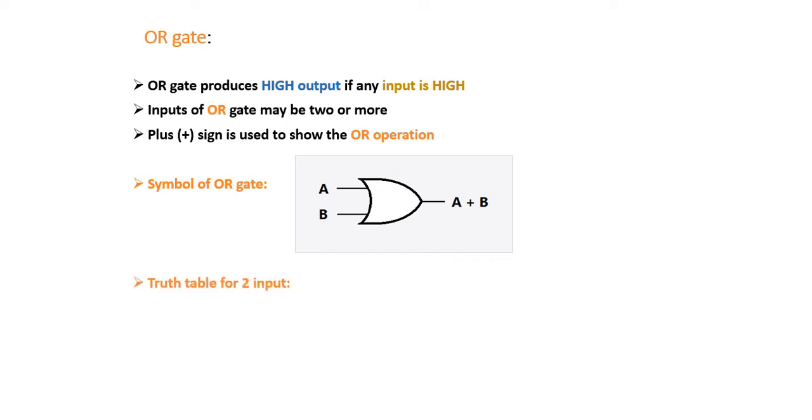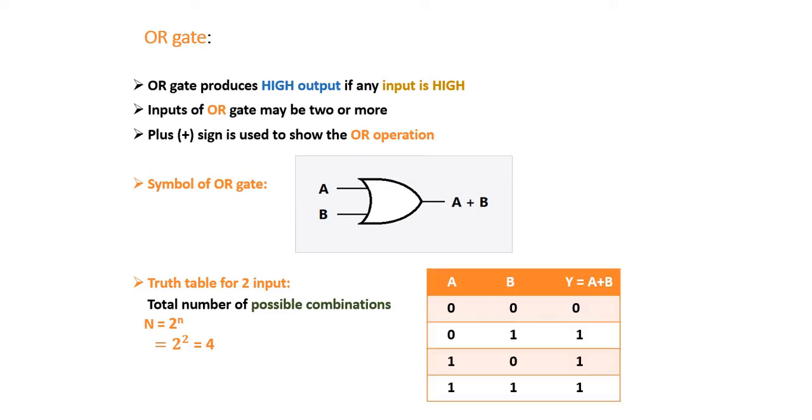Let's come to the truth table for the two input OR gate. Before drawing the truth table, let's see how many possible combinations of the inputs there are. The total number of possible combinations for the input is given by the formula N equal to 2 to the power n, where small n represents the number of inputs. Here in our case we have two inputs, so the total number of possible combinations will be 4. Possible combinations for the inputs A and B are shown in the table here. The possible combinations are 0 0, 0 1, 1 0 and 1 1.